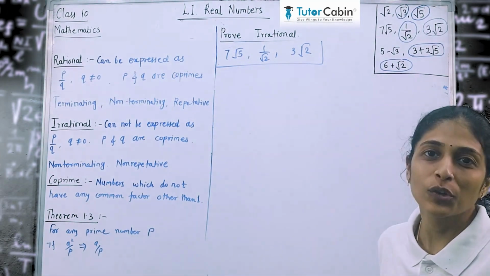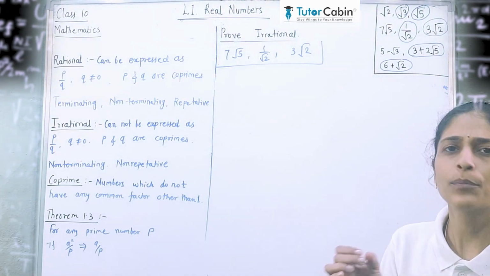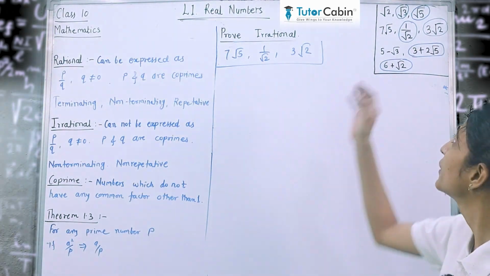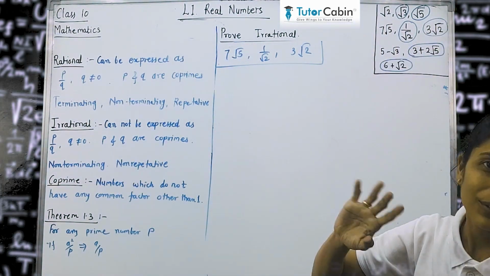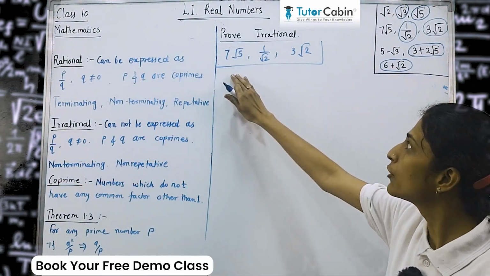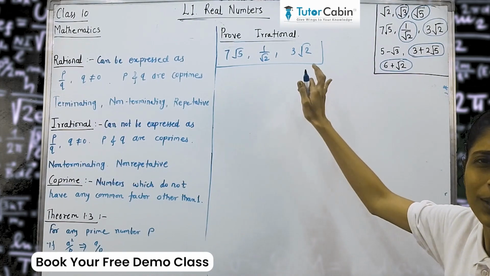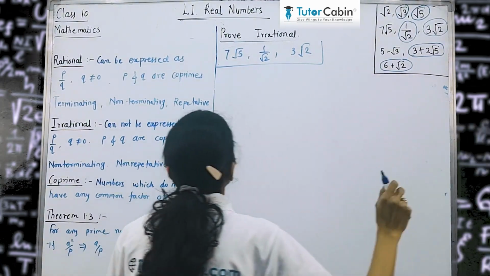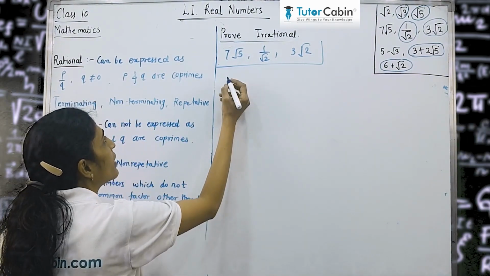In exercise 1.3, we have seen how to prove the irrationality of the numbers root 2, root 3, root 5. Now we are going to solve the irrationality for 7 root 5, 1 by root 2, 3 root 2. Same process, so don't worry. So how to solve it? It is really very simple.